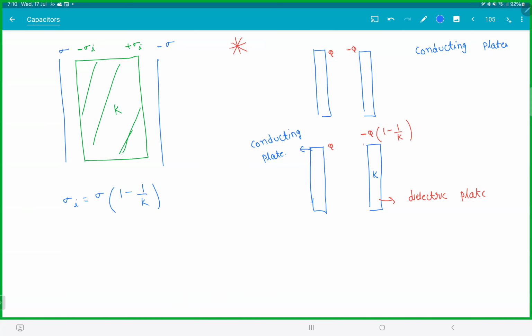Let me show it on the next page. Clear with this? We also define something called polarization. Polarization is nothing but dipole moment per unit volume. Here the dipole moment is simply the induced charge Q induced into distance, and the volume is A into D. This becomes simply sigma induced. So dipole moment per unit volume is the induced charge density only.